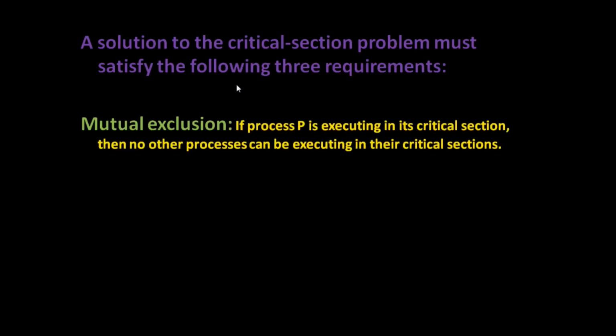A solution to the critical section problem must satisfy the following three requirements. First is mutual exclusion. It means if a process P is executing in its critical section, then no other process can be executing in its critical section.